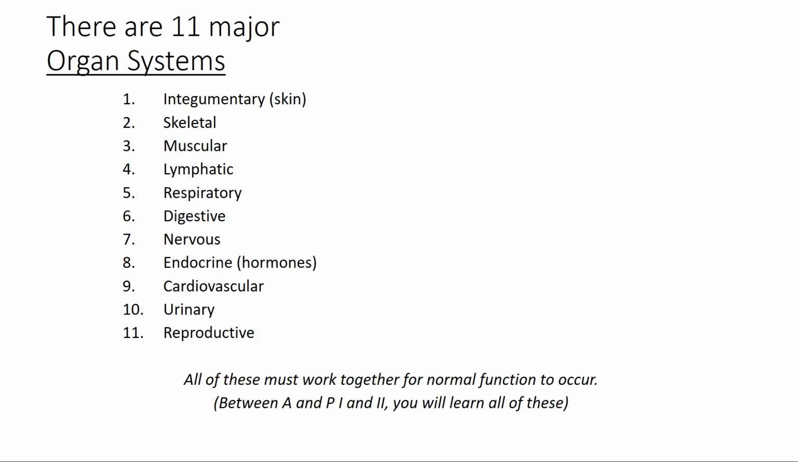Okay, do know the 11 major organ systems that we have. Just be able to identify these on a test. If I give you a multiple choice question, what are the 11 major organ systems? Well, here they are, the integumentary system all the way down to reproductive. And to some degree, this is in no particular order. This is just the systems that we have.